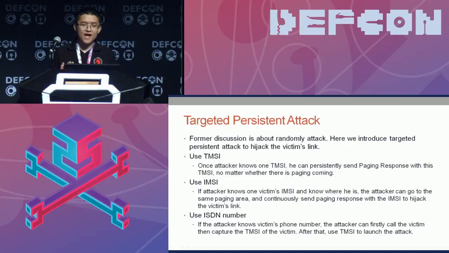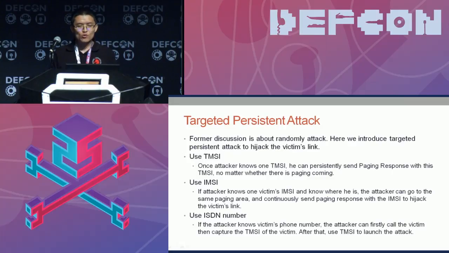We try to make a targeted attack on a test phone, which gives us the ability to debug and log the signaling. After our investigation, we find two ways to implement a targeted persistent hijack. First, we can send the paging response back constantly using the test phone's TMC or IMC, which we can get easily, no matter whether there is a paging request or not.